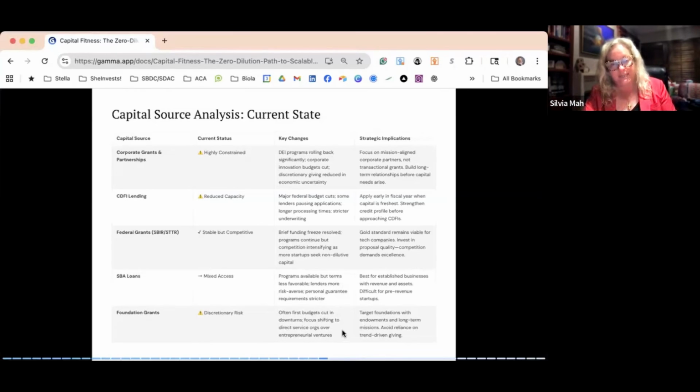Often first budget cuts in downturns, right? So focus shifted to direct service organizations over entrepreneurial ventures. Knowing that, talking to the people that have already received those grants, even in the last year, might be really great to mitigate that. Ask, how are they doing it? What has happened? What can we mitigate before we even apply?